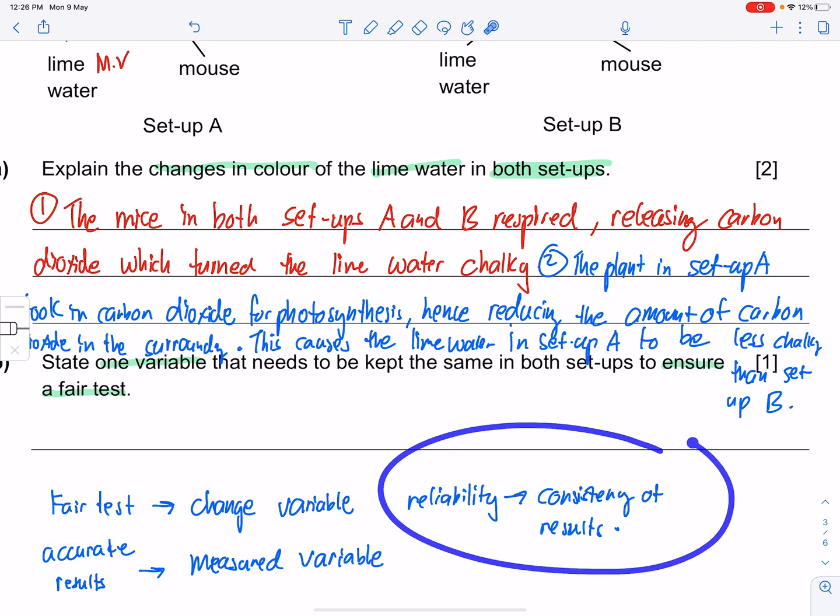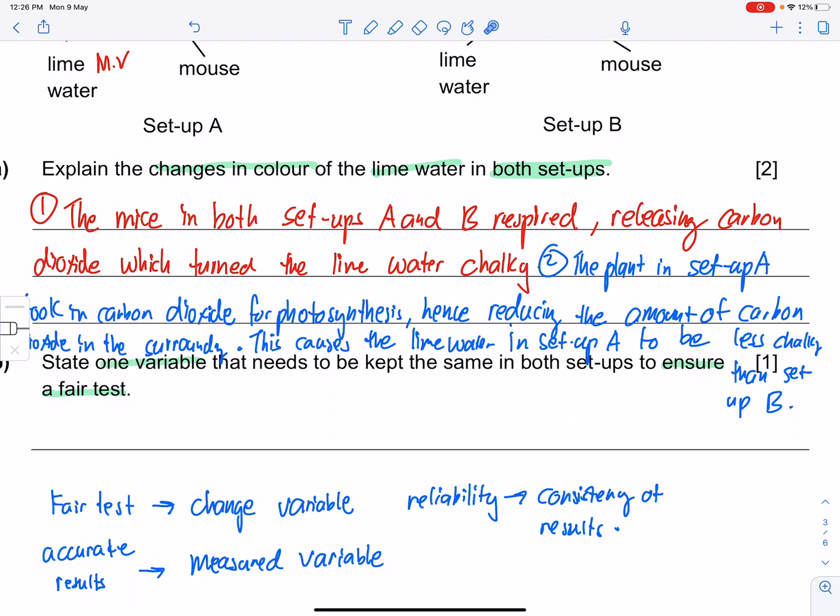Now, reliability refers to the number of times you repeat your experiment and you get the same result, consistent. It does not mean that your experiment is fair, neither does it mean that your experiment is flawless. It just means that the results that you get can be repeated by other people. Because that's the whole point, right? Imagine you do an experiment, you found out something. You want to share your findings with the entire world.